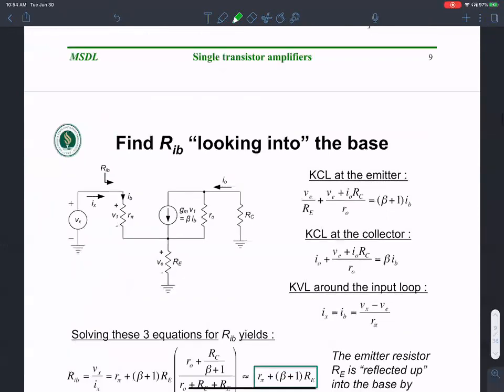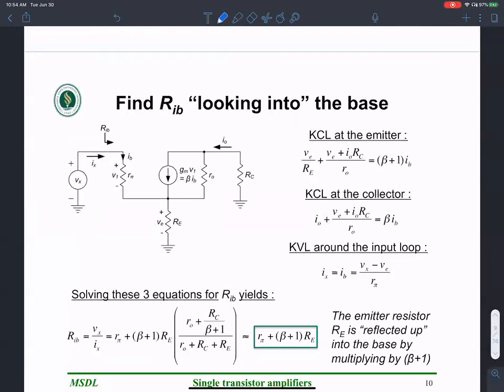Okay, R_IB is the resistance that I'm interested in finding. That's the resistance at this node. So what I want to do is to apply a test voltage here.